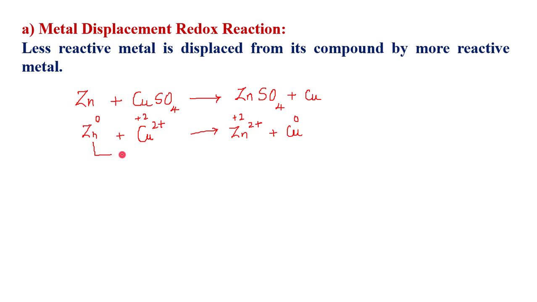So here zinc to zinc, when you check what is happening, 0 to plus 2, it is undergoing oxidation. And copper from plus 2 to 0, what is happening? It is undergoing reduction because it is decreasing from plus 2 to 0. So as oxidation and reduction are taking place, we call it a redox reaction.